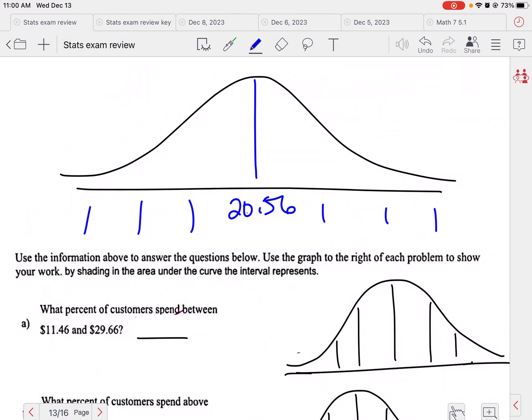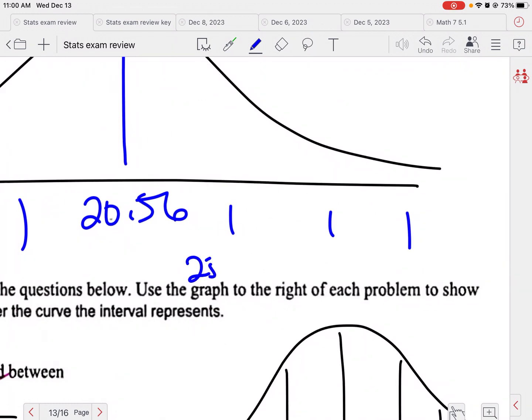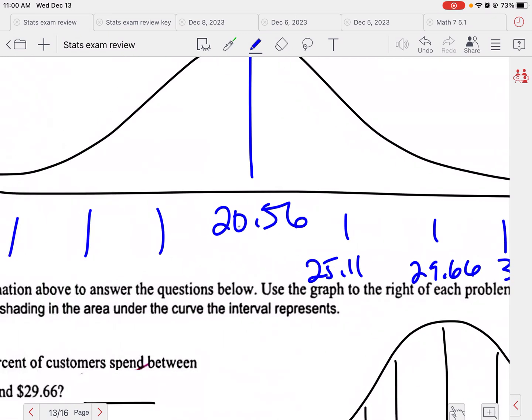So 20.56 plus 4.55 is 25.11, plus 4.55 is 29.66, plus 4.55 is 34.21. And then I'm going to do the subtraction. 20.56 minus 4.55 is 16.01, subtract 4.55 is 11.46, and subtract 4.55 is going to be 6.91.